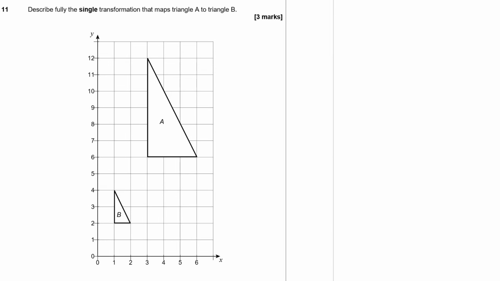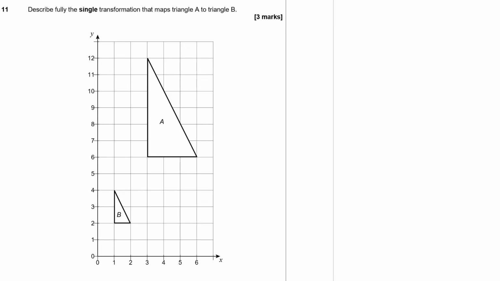Describe fully the single transformation that maps triangle A onto triangle B. Now A and B are different sizes, so it's definitely going to be an enlargement of some sort. Notice that A is the larger one and B is the smaller one, and we want to find a transformation that maps the larger one onto the smaller one. So it's going to be an enlargement with a fractional scale factor.